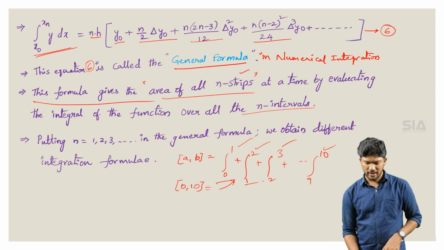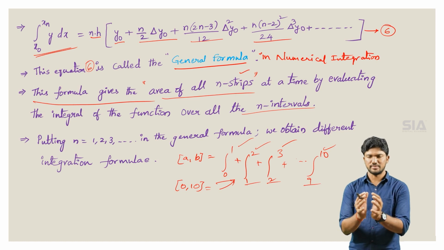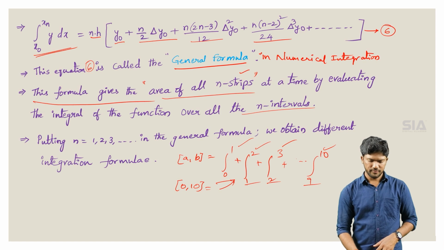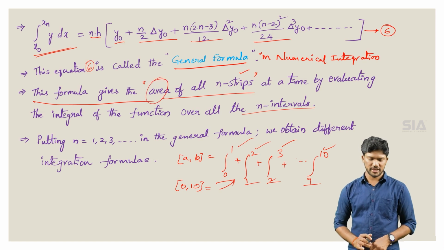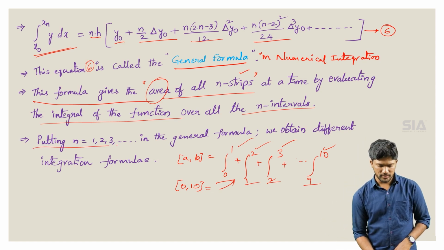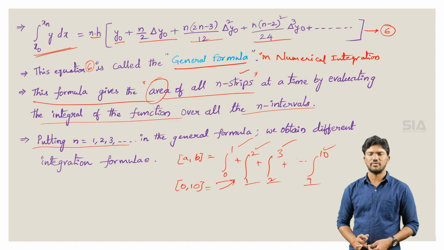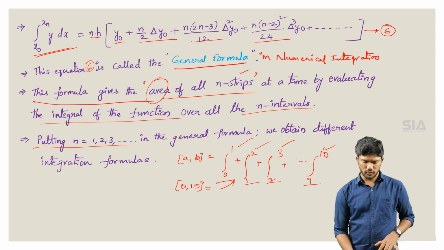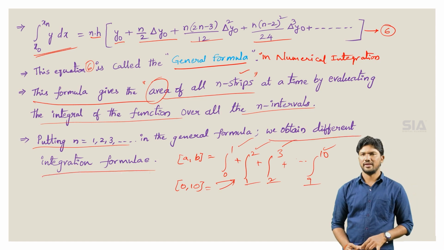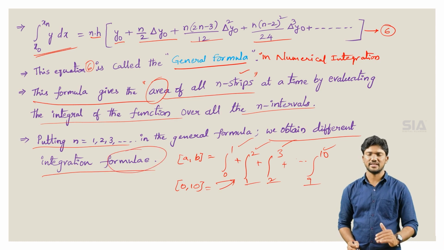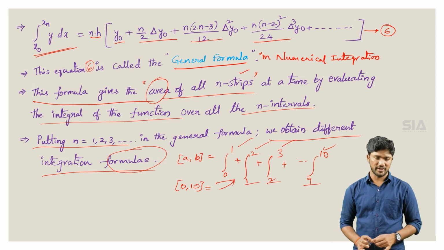Each and every value we integrate and find out, then club them, that is sum them, so we can find the area. This is the integration formula for area. So it is the integral of the function over all the n intervals. Putting n is equal to 1, 2, 3, 4, 5, 6 in the general formula, we obtain different integration formulae. Here formulae is the plural word; formula is singular, formulae is plural. We will obtain the different integration formulas.